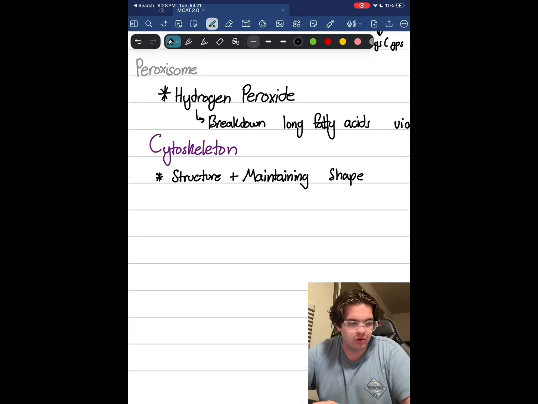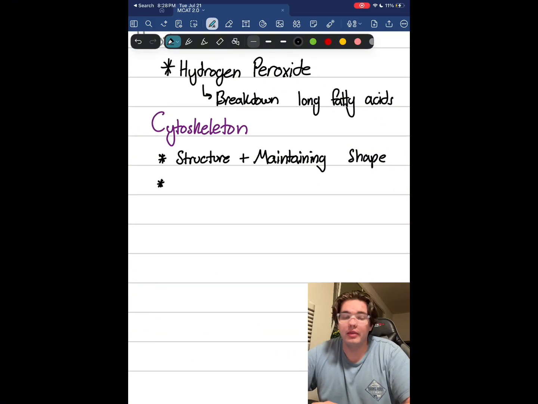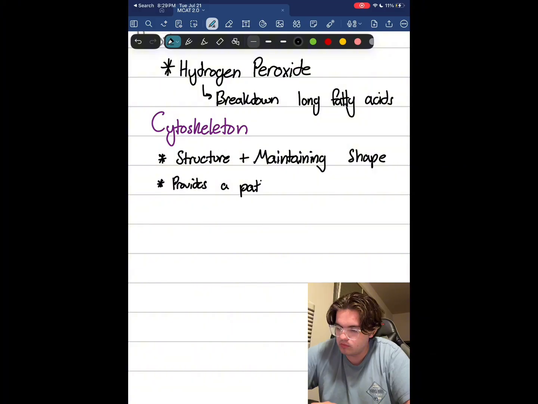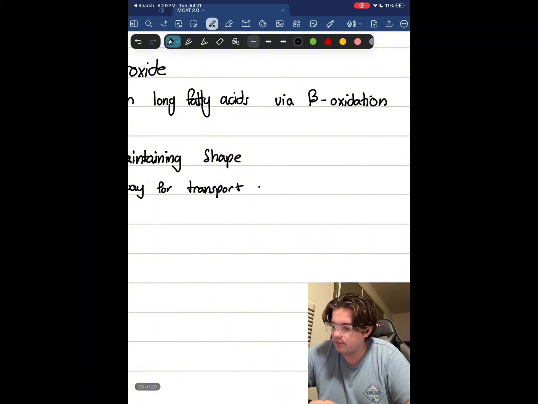And it also, the word they use, conduit. I ain't using conduit. I'm just going to say it provides a pathway. Now, this isn't all cytoskeletons that provide a pathway, just some that provide a pathway for transport around a cell.